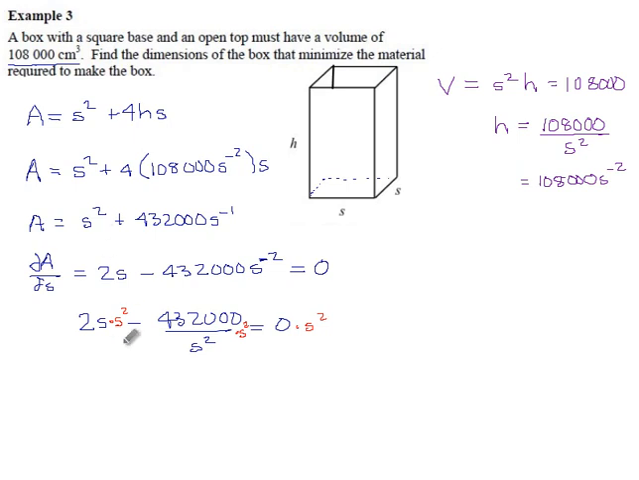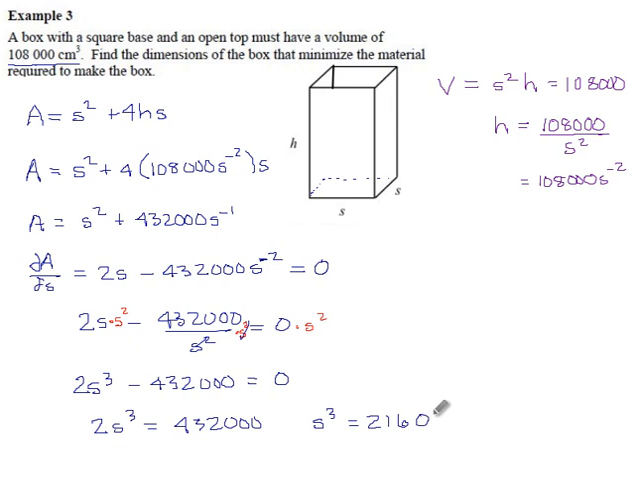And when we do, we get 2s cubed. Here, the s squareds cancel, so we just get 432,000. And on the right, 0 times s squared is still 0. So that was nice. We went from having s in 2 different terms to having it only in 1 term, and now the way forward is a little easier to see. If we take the 432,000 to the other side, we get 2s cubed equals 432,000. We can divide both sides by 2 and get s cubed equals 216,000.